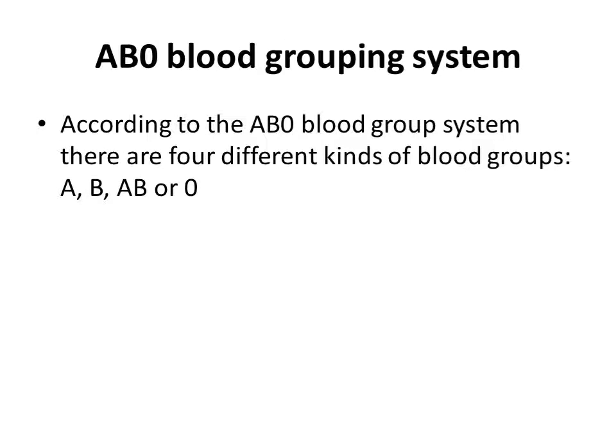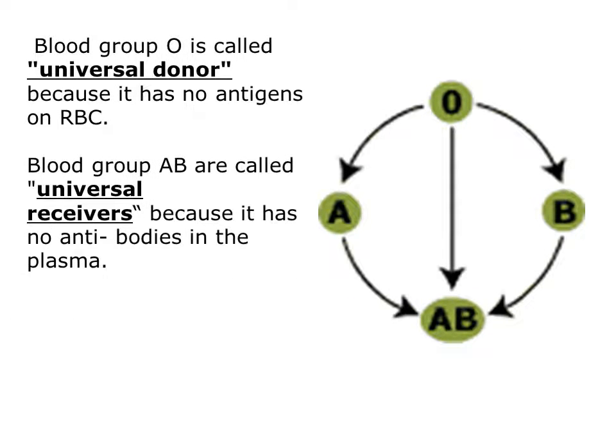Now, the ABO blood grouping: there are four types of blood group, right? A, B, AB, O. Blood group O is called the universal donor because it has no antigen on the surface. Blood group AB is called the universal receiver because it has no antibodies in the plasma.